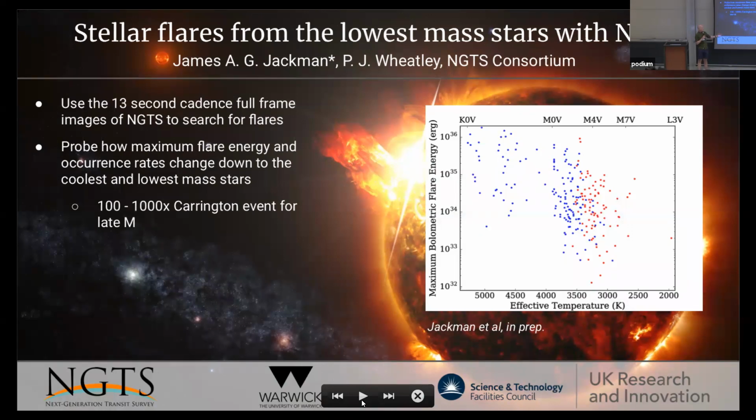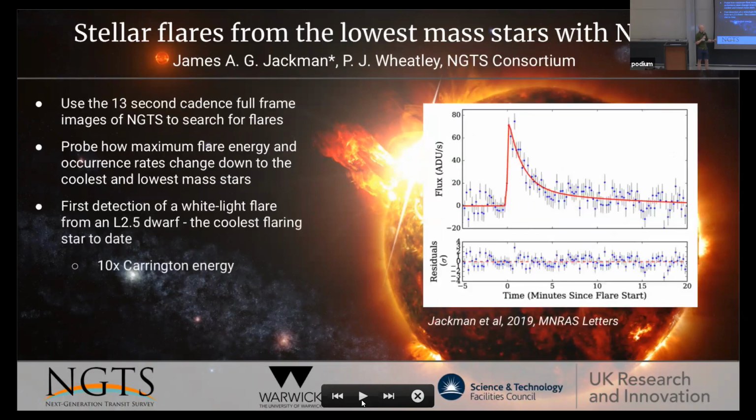The updated data you'll see on the poster, number 26, stretches from stars similar to the sun all the way down to the brown dwarf boundary with a spectral type of L2.5. If we go to the next slide, this flare here is the first flare ever detected from an L2.5 star, making it the coolest star, both literally and figuratively, to ever show a white light flare to date.